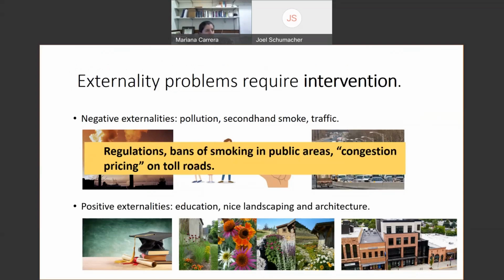Examples of how to deal with negative externalities include regulations. Some pollutants might be deemed so dangerous that they should simply not be allowed to be emitted. Smoking is banned in most public areas, indoors certainly, and even outside near entrances. Congestion pricing is another approach. Some toll roads will charge higher prices to drive on that road if it's during rush hour. These are all ways to try to deal with the externality problem of a negative externality.